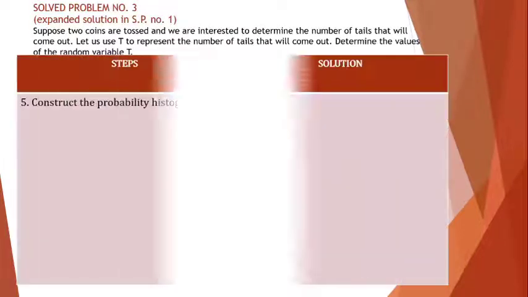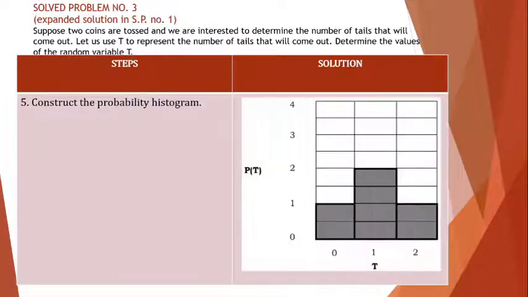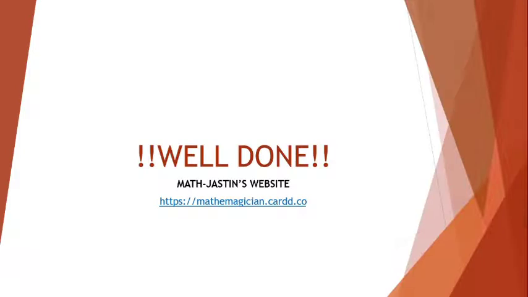Next, let us proceed to construct a histogram. Sometimes it is required, sometimes not. This is where the horizontal axis stands for the number of tails, and the probability, or the vertical axis, stands for the number of results, or occurrences.